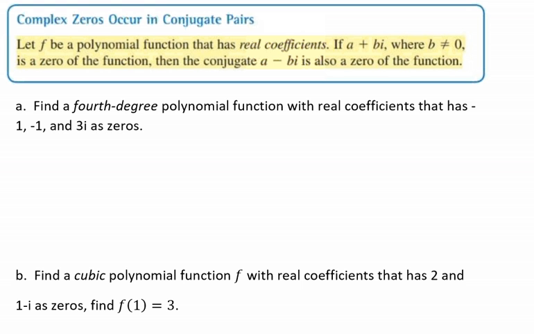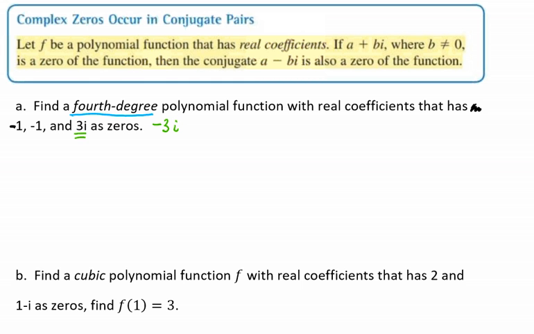So here we're going to find a fourth degree polynomial function with real coefficients that has -1. Oh, looks like we have a little bit of a typo. Let's get rid of that and let's put the -1 over there. So -1, -1, and 3i as zeros. Now 3i is a complex number. So if 3i is a 0, then that means -3i is also a 0.